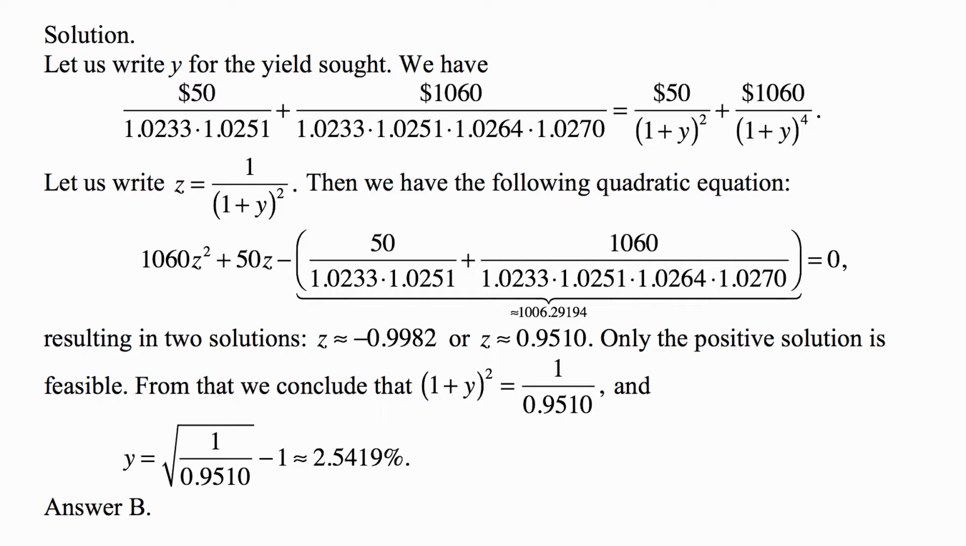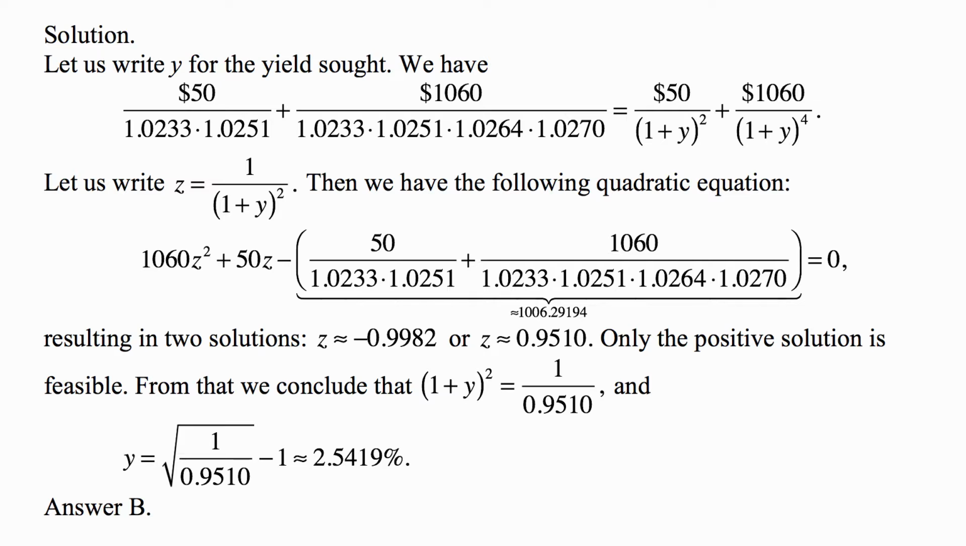And then what this becomes, if you move everything to the right-hand side, then this becomes 1060z squared plus 50z minus, and the left-hand side, basically calculated, is actually equal to approximately 1006.2914, and that's 0.29194. And this is a quadratic equation, and we just use the quadratic formula to find the two solutions. One is z approximately equal to negative 0.9982, and the other one is positive 0.9510.